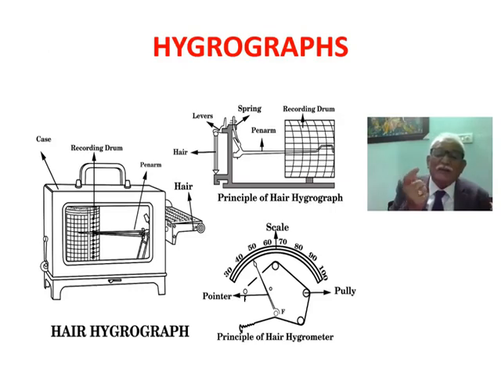So, the principle of the hair hygrograph, or hair hygrometer. Principle of the hair hygrometer: almost the same, except for the recording drum. This is what you may be asked: to draw a neat labeled diagram of the hair hygrograph, hair hygrometer, and label them. This is how you write. This is my own creation, very hard work for several years.